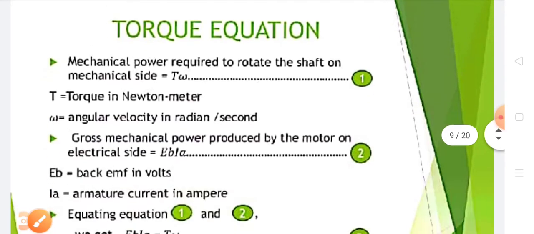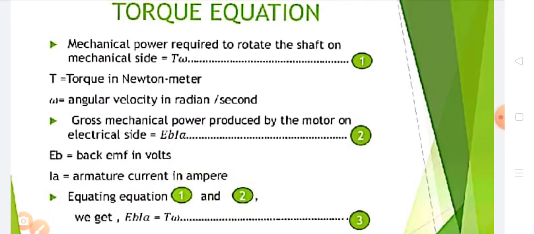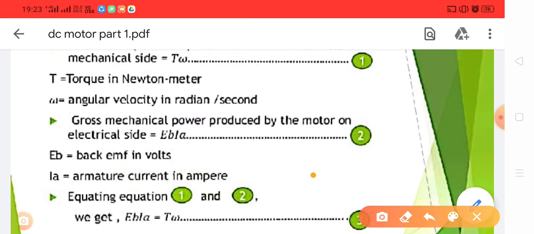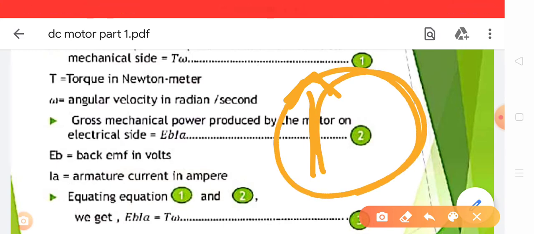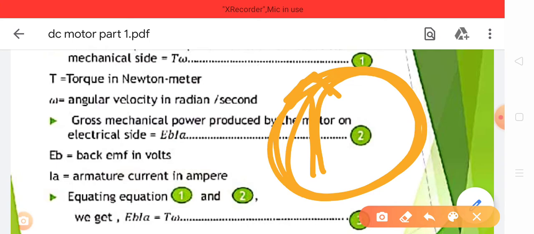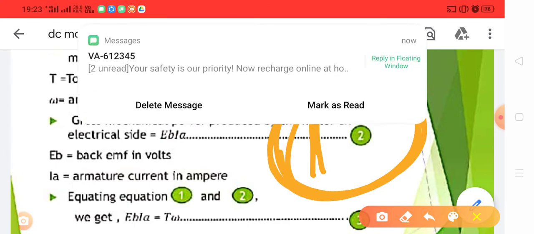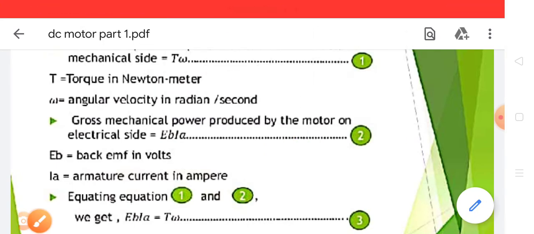Next, let us derive the torque equation. Why are we taking the torque equation? Because there will be a force exerted, and in the DC motor the force is not constant, because it will be rotating throughout the motor. So there will be a twisting moment of the force. The torque is nothing but the twisting moment of the force.